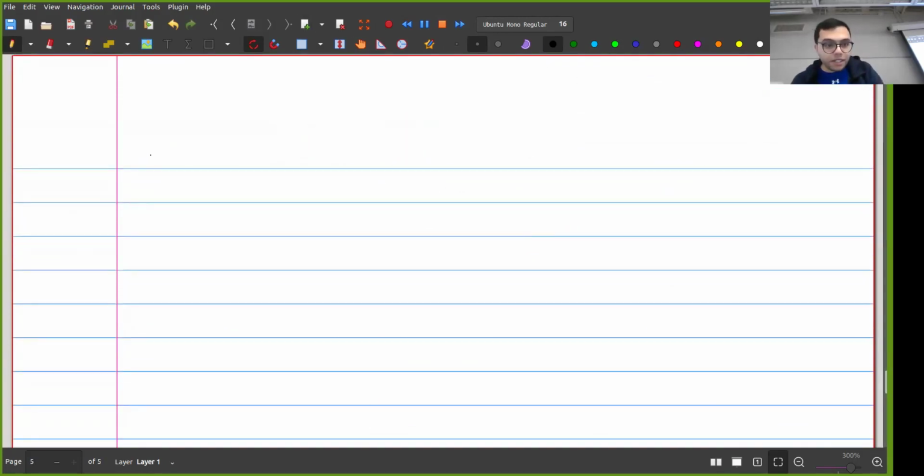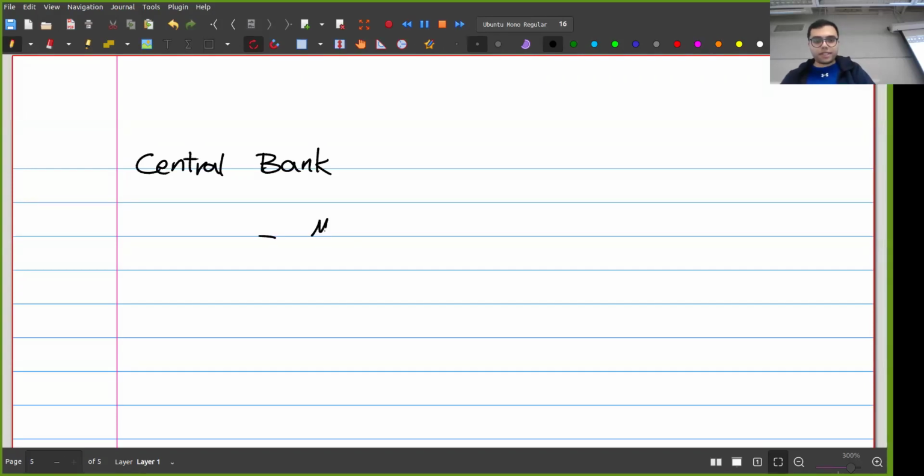Okay. Central bank. So what is our central bank? Our central bank is just a node on the network, except that this node is special. It can do things that others cannot do. Okay. So here's what the central bank does. The central bank maintains a list of all the transactions that have happened until this point. Okay. So let's say it maintains and publishes a list of historical transactions.